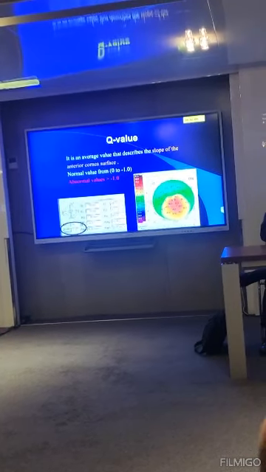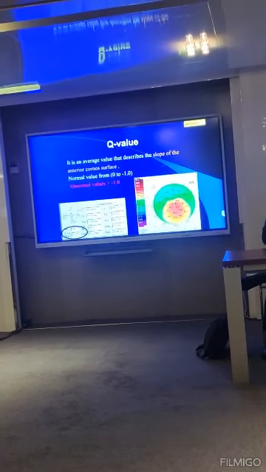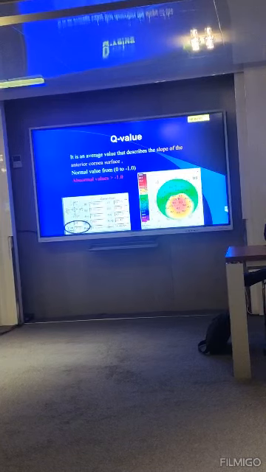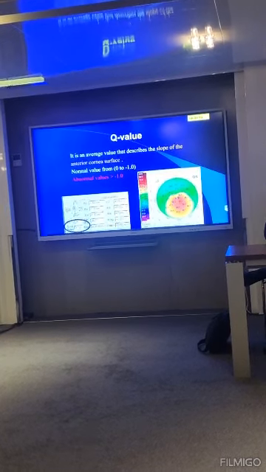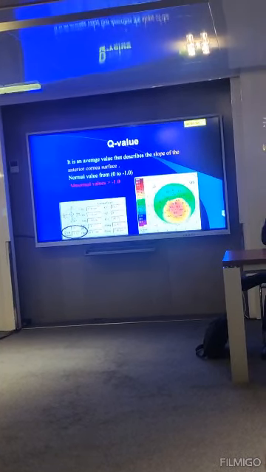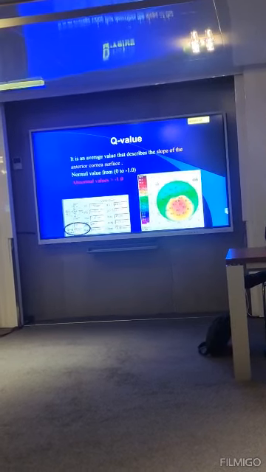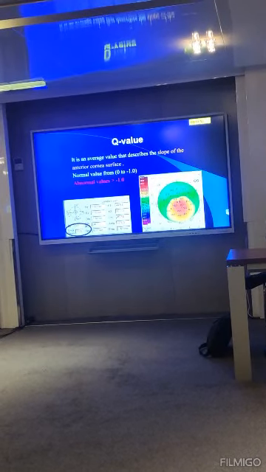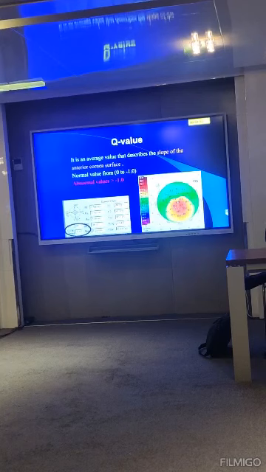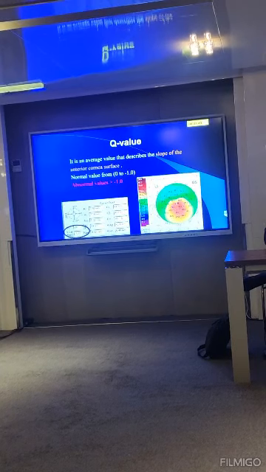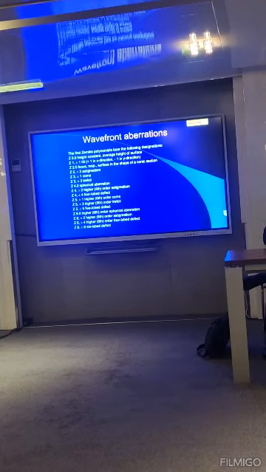Q value is an average value that describes the slope of the anterior corneal surface. The normal value is from 0 to -1. An abnormal value is more than -1. Positive values are seen after myopic ablation, a central ablation. But here the high slope is -1.12.